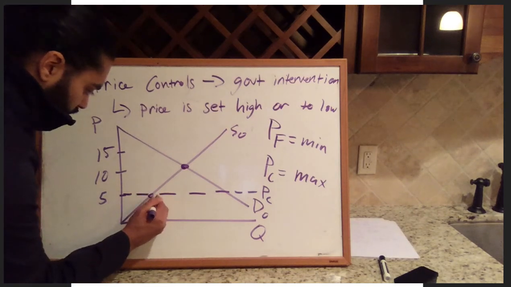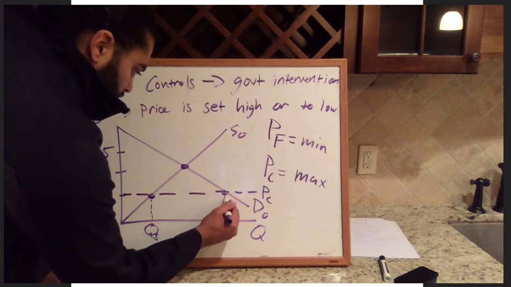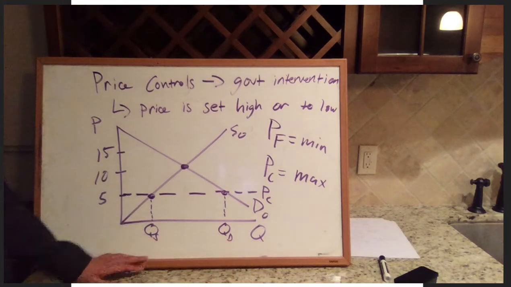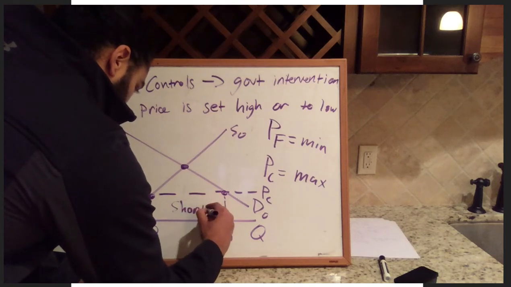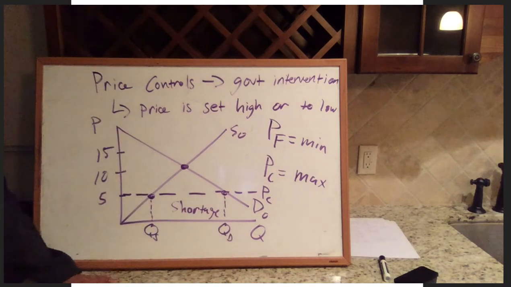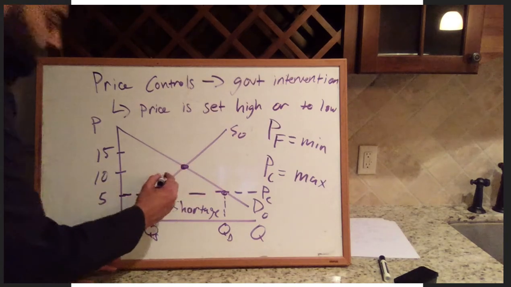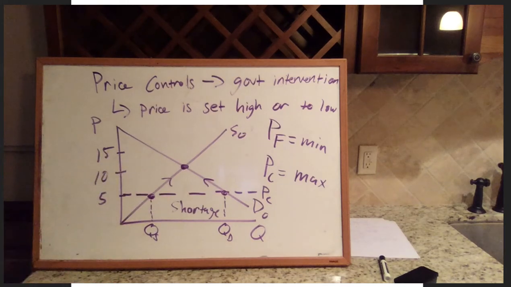So here we have our quantity supplied. Here we have our quantity demanded. Now you see demand is greater than our supply, so this creates a shortage. The way we fix a shortage is, if we remove the price ceiling, prices will rise and will be at equilibrium. Equilibrium is the most efficient point.